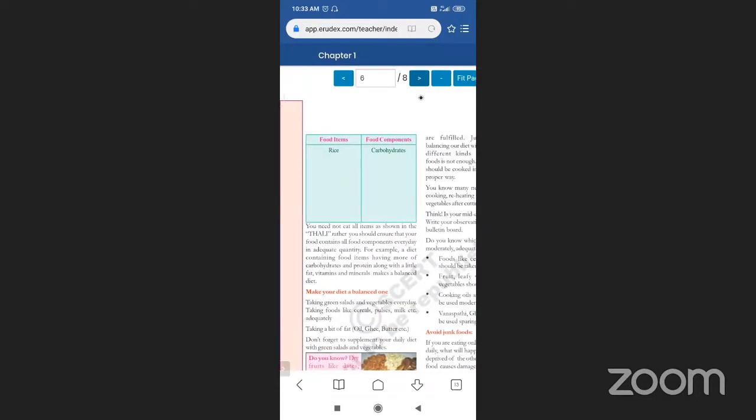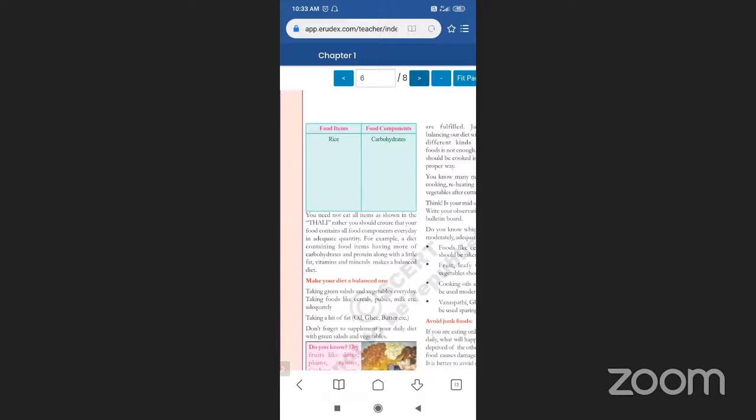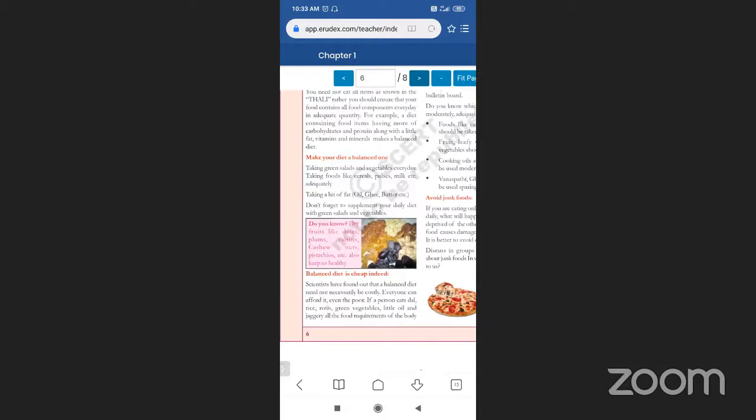Make your diet a balanced one. The dry fruits also need to be added in our daily diet. Why? Because to balance the diet properly.